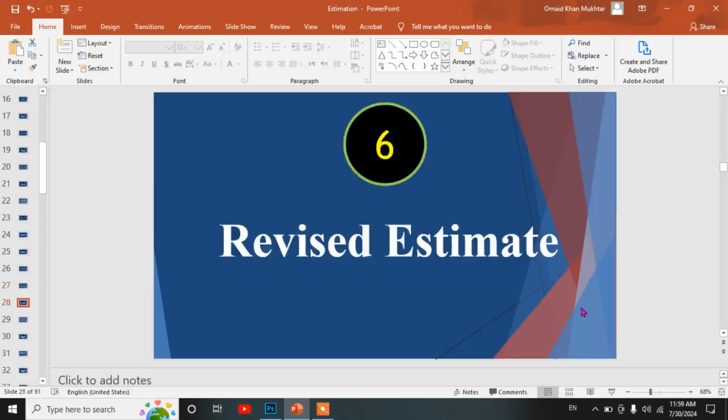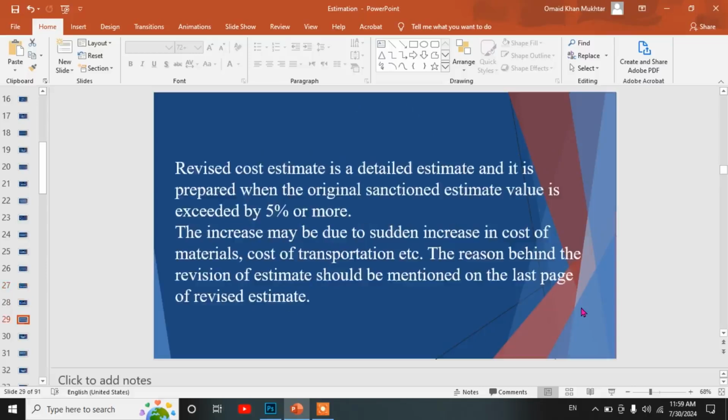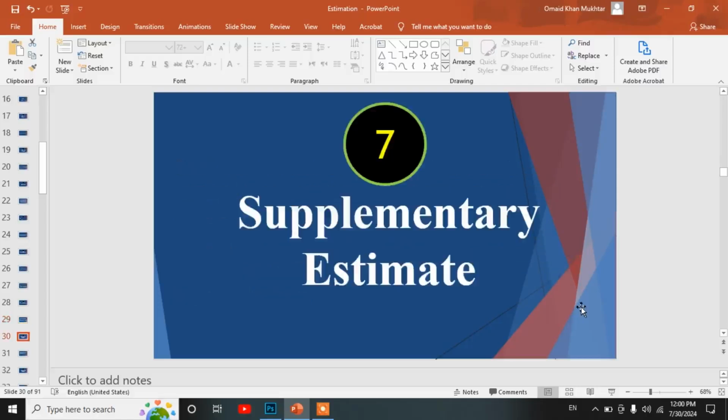Design and calculation in case of buildings, design of foundation, beam, slab, etc. Schedule of rates. Sixth, revised estimate. Revised cost estimate is a detailed estimate and it is prepared when the original sanctioned estimate value is exceeded by 5% or more. The increase may be due to a sudden increase in cost of materials, cost of transportation, etc. The reason behind the revision of the estimate should be mentioned on the last page of the revised estimate.